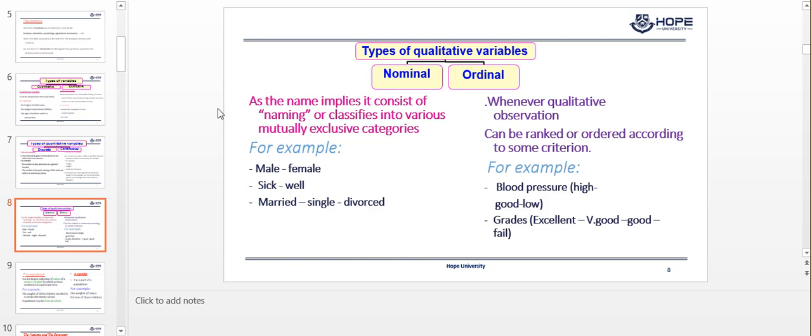Ordinal: whenever a qualitative observation can be ranked in order according to some criteria, like blood pressure could be high, could be low, could be medium. Grade of exam: excellent, very good, good, something like that.